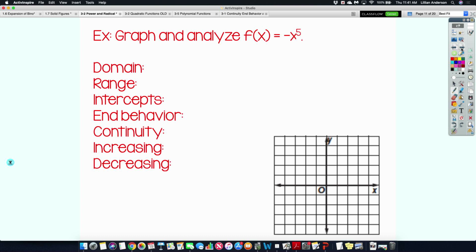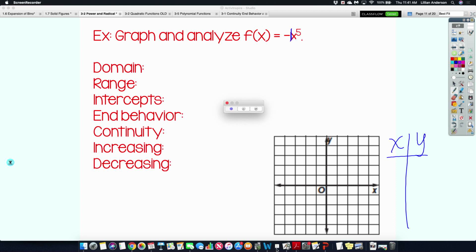When you make your table for this one, be careful. Apply the power, then make it negative, because there's technically a -1 on the outside there. So you raise to the 5th power, and you multiply by -1. Okay? Go ahead and graph this and analyze. I'm going to give you 3 minutes. Now, this is an example where n is odd, and a is negative.